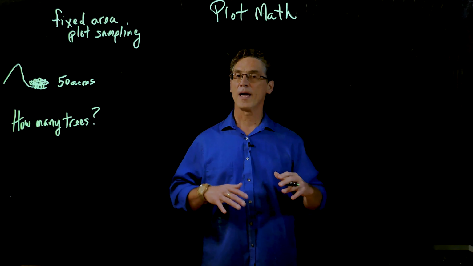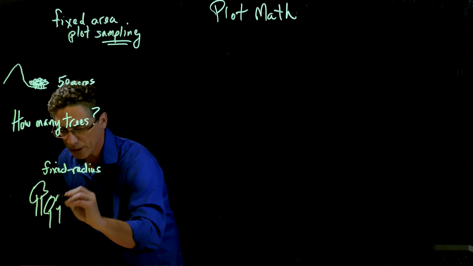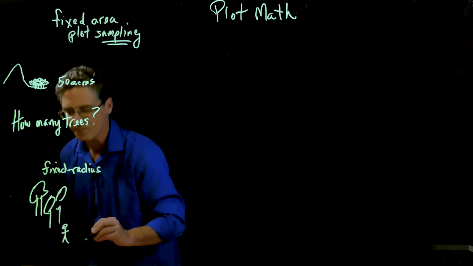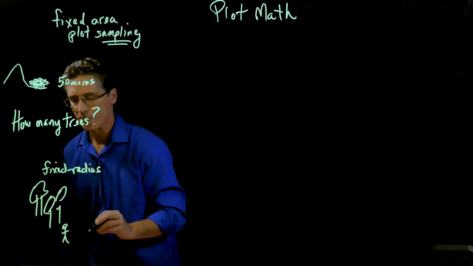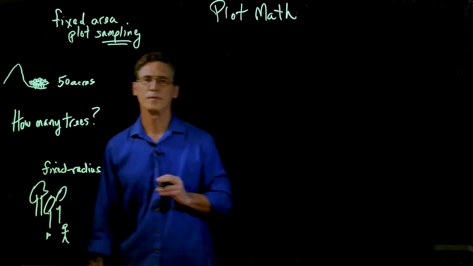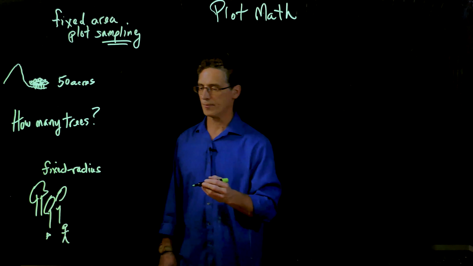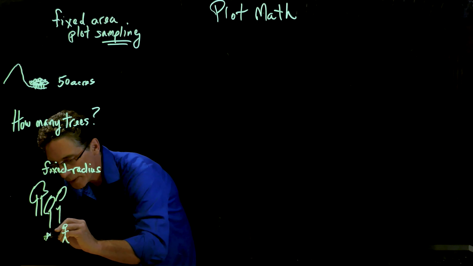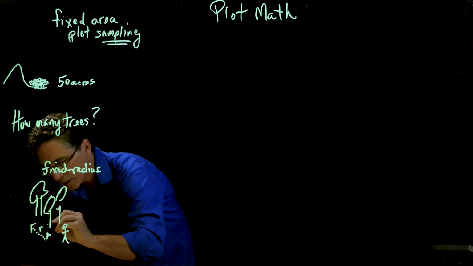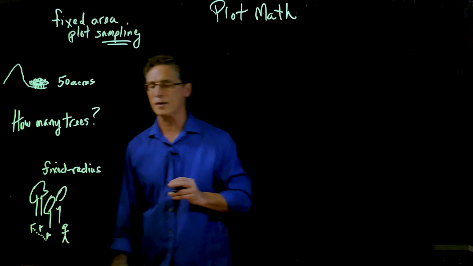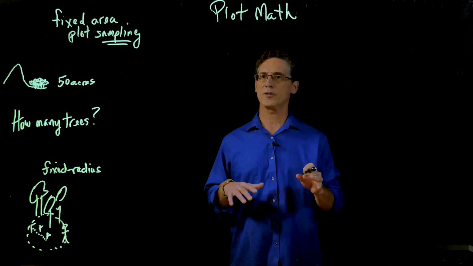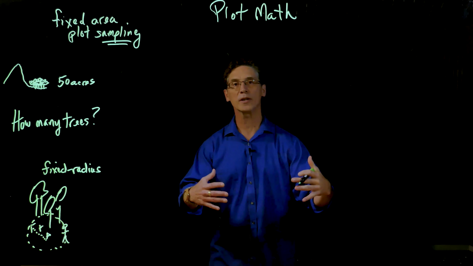A fixed radius plot is a situation where we go into the forest, and we're going to put some kind of a pin or stake in the ground at a sample location in the forest. Then we're going to measure out a radius of a certain length, and that's the radius of a circular plot which will contain some number of trees at that location. So we're going to have a small circular area.